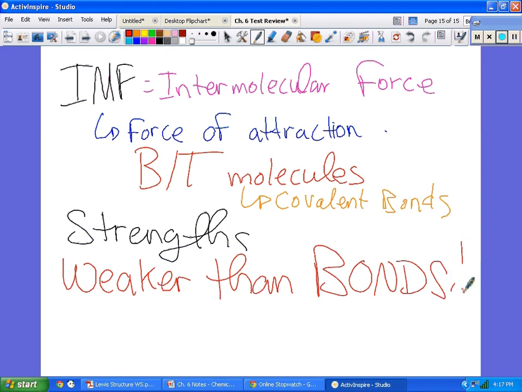So IMFs are weaker than bonds. And what are the three bond types? Ionic, covalent, metallic. So these are weaker than bonds. Okay, these are weaker than bonds. And again, if you want to add those in, you are more than welcome: ionic, covalent, and metallic. Okay?